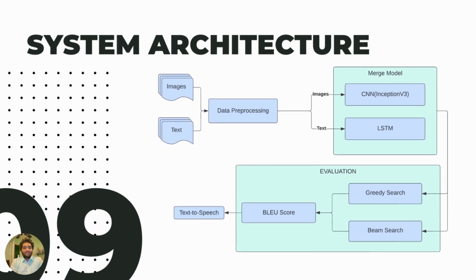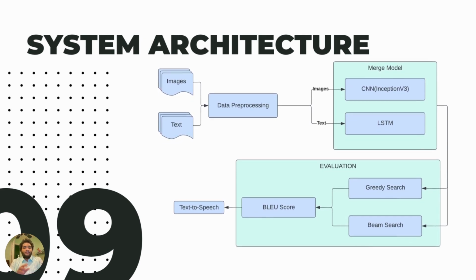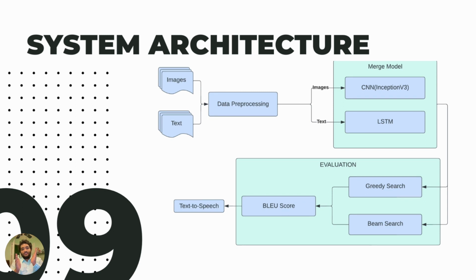And this is the system architecture of the project. Initially, the images and the text captions undergo the pre-processing steps mentioned in the previous slide. After the pre-processing, the clean data is given as an input to the merge model, where images are sent to the Inception v3 model for feature extraction, and the text captions are given to the LSTM model for text analysis. The next is the evaluation part, where an image is given as an input to the model and it predicts a description of the image.